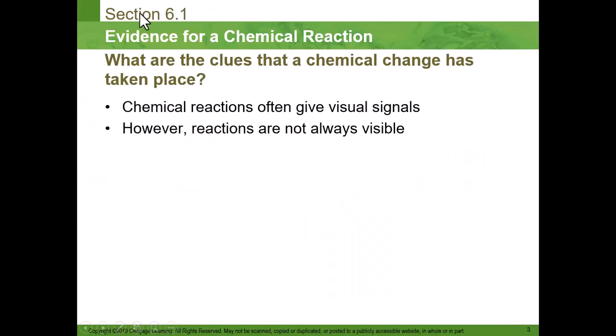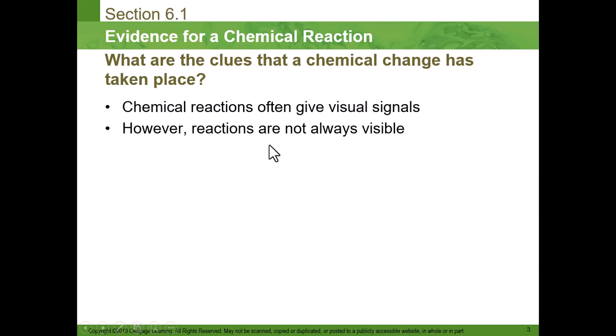So in section 6.1 we have the evidence for a chemical reaction. What would be the evidence that a chemical reaction has transpired? They say, what are the clues that a chemical change has taken place? These are some of the things that we can say. A chemical reaction often gives us visual signals. So you can have a visual signal that a chemical reaction has taken place, something visual.